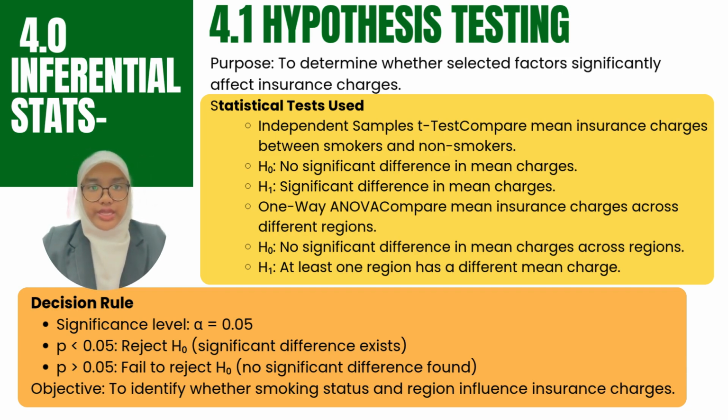For both tests, the significance level was set at 0.05. If the p-value is less than 0.05, the null hypothesis is rejected, indicating a significant difference exists. However, if the p-value is greater than 0.05, the null hypothesis cannot be rejected, meaning there is not sufficient evidence to conclude that a significant difference exists.